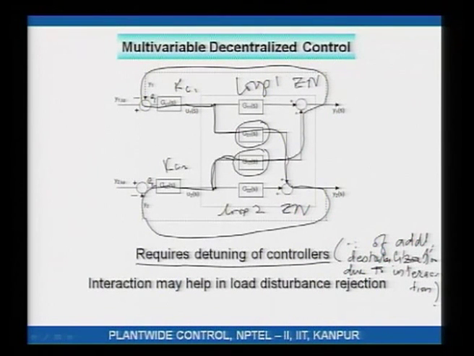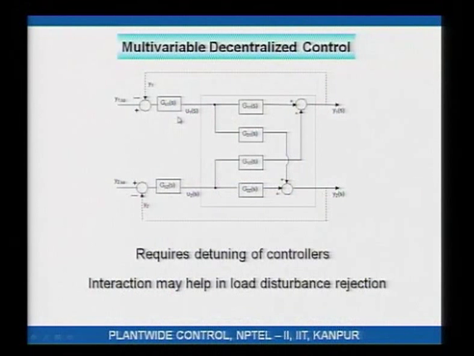However, note that interaction can sometimes help in load disturbance rejection. Okay. Given that in a multivariable system, y1 cannot be controlled as tightly as compared to a seesaw system. Now, because the system is multivariable, the control of y1 will have to be slightly loosened, so you will require looser tuning.